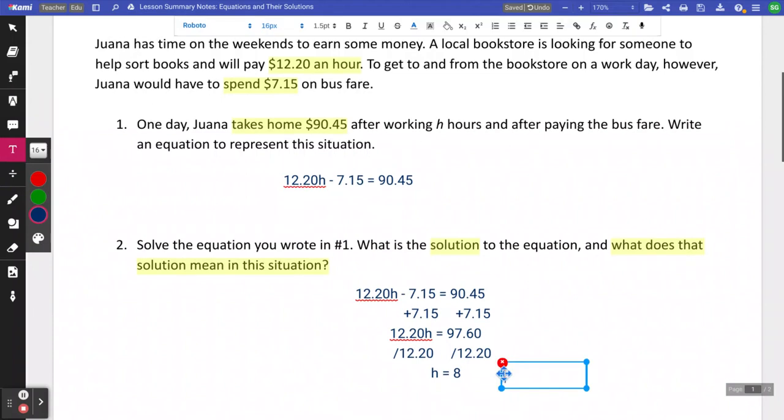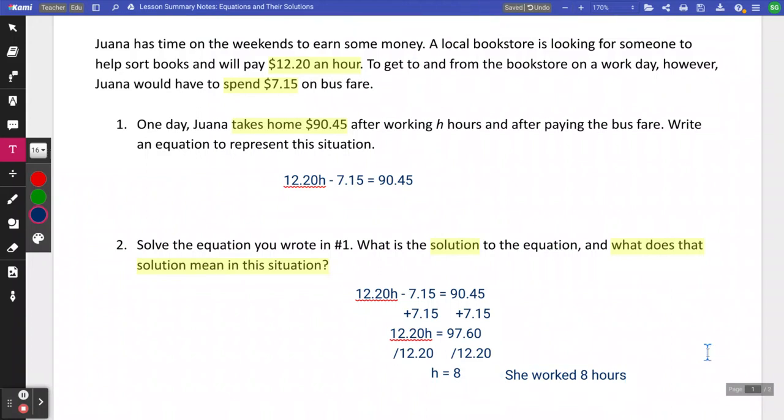First off, if I were to put h equals 8 into words, that solution is telling me, if h is the number of hours she's working, it's telling me she worked 8 hours. The reason why we know she works 8 hours is because that number meets all the constraints of this problem. And I just used one of our old vocab words there. Constraints, remember, are the limitations.